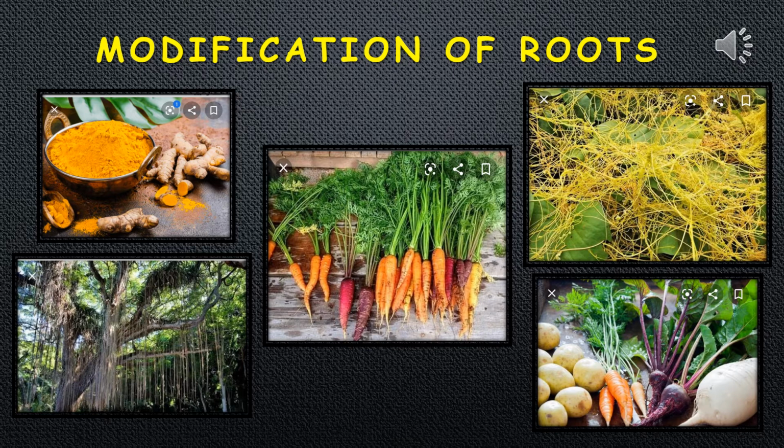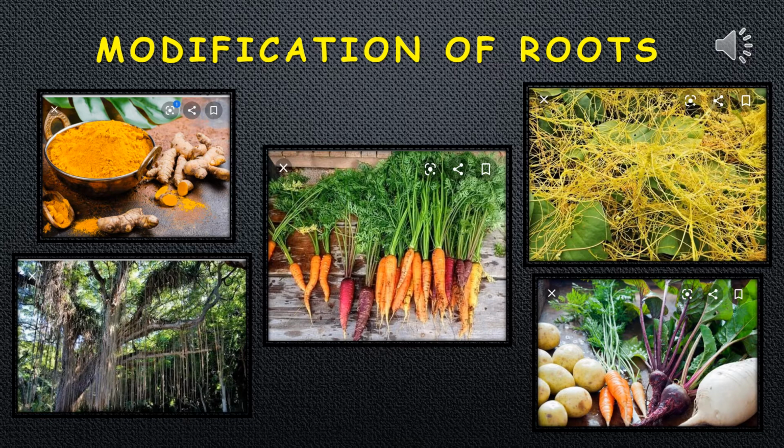As you can see in the book, for storage, like carrot, radish and turnips, they become fleshy, isn't it? They store food, because we can eat those things directly. Next, for extra support, it is written there that some roots grow downwards directly to give extra support, such as the banyan tree. You can see in the picture how some of the roots grow vertically downward.